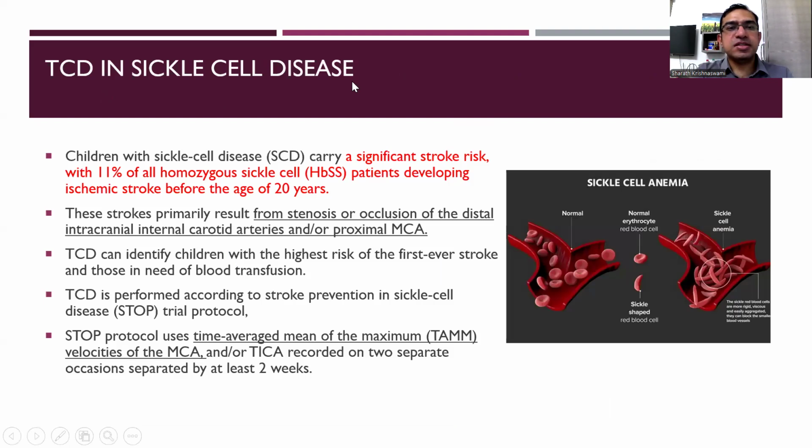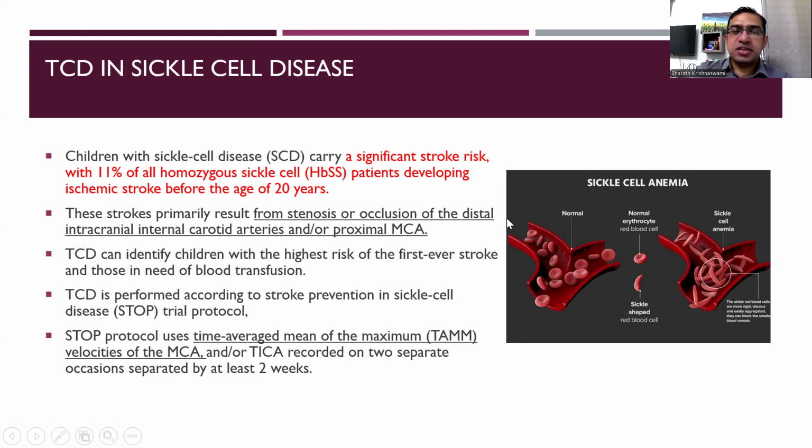How is TCD used in sickle cell disease? So as we know, comparing a patient with normal red blood cells to a patient who has sickle cell disease, normal red blood cells are biconcave in shape and can move through the arteries of the person without any issue. Whereas a patient with sickle cell disease has red blood cells in the form of a sickle and tends to form clumps and further forms thrombosis and stenosis in the flow of the blood.